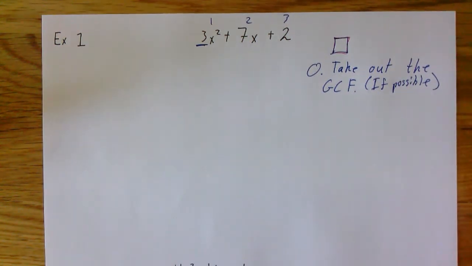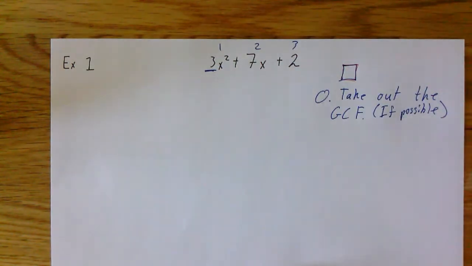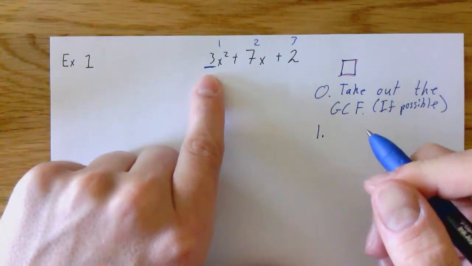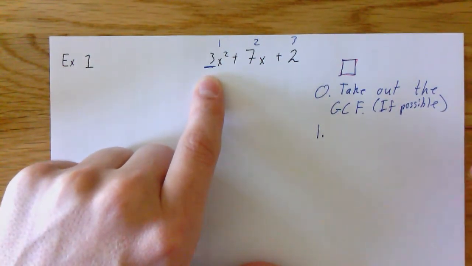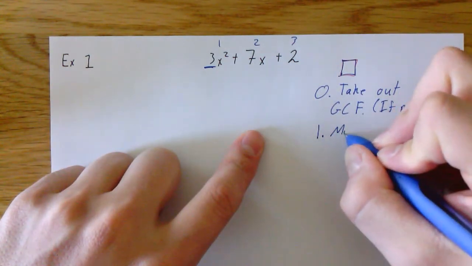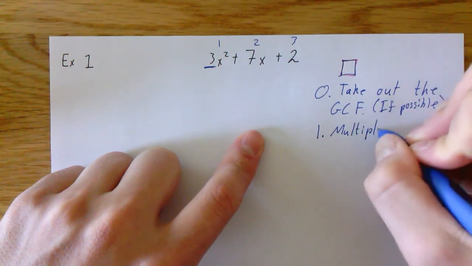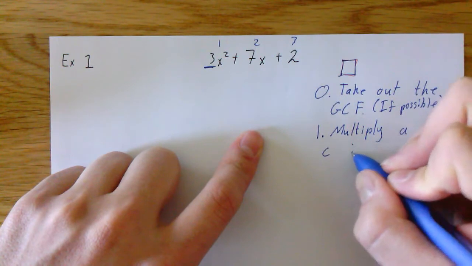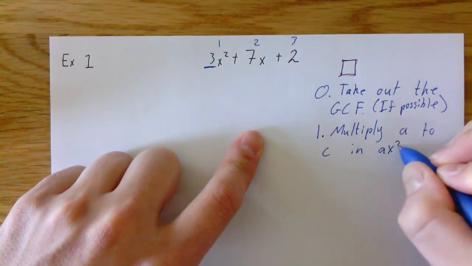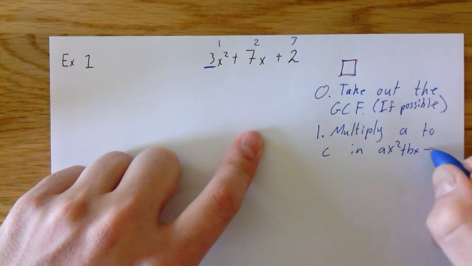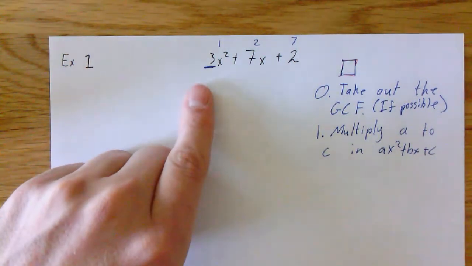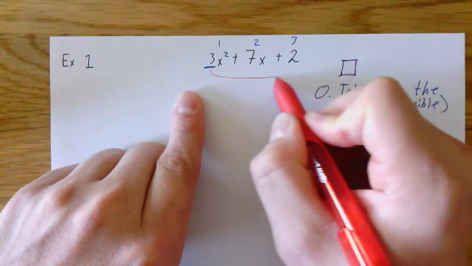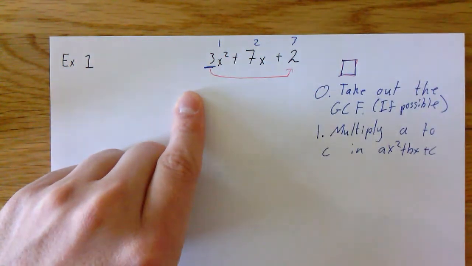But it's not always possible, like on this one. So actual step 1, if we're going to do complex factoring, we see the 3, we go, complex factoring. Step 1 is multiply a to c in ax squared plus bx plus c. So what that means is we're going to take this first number, move it to the rear, and multiply it to that back number.